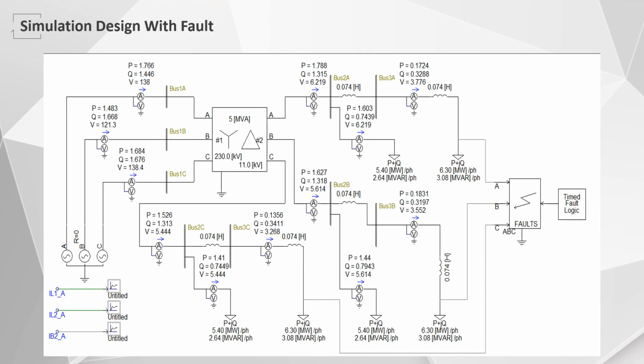This is the figure of the design with fault. This is the simulation design with fault. Based on the figure, to simulate the fault analysis, the time fault logic component is added to both loops. The fault time is set at 2 seconds and the fault operation period is 8 seconds. To get maximum fault current, the line-to-line fault type is configured. The fault type setting is ABC phase fault.